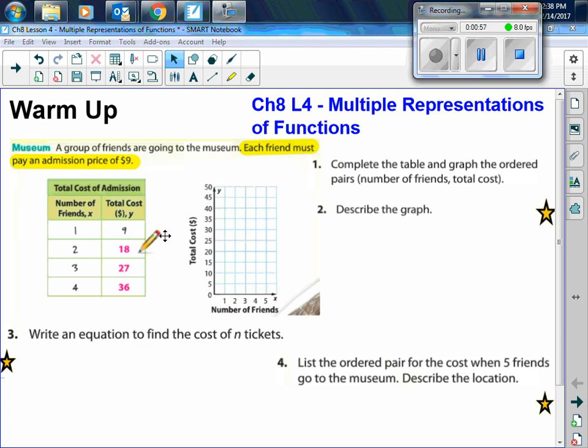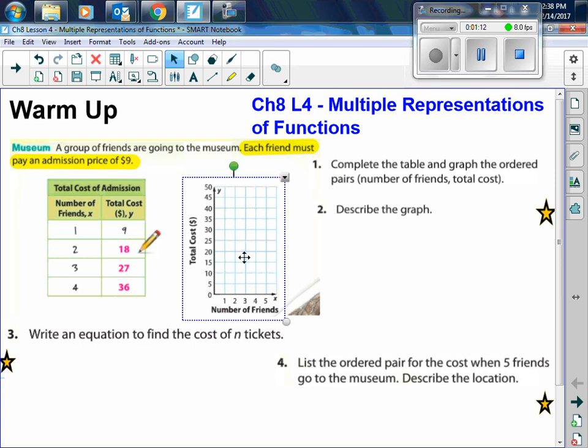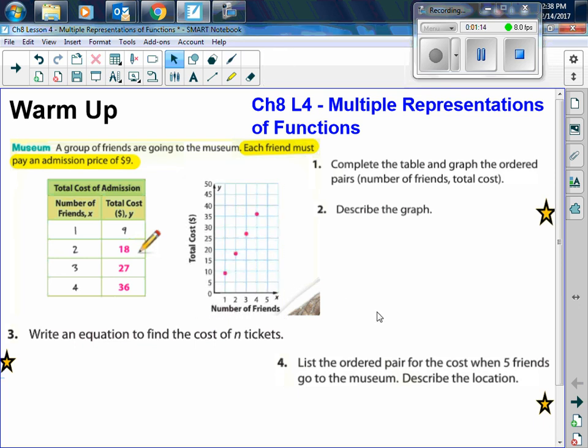So now we're going to graph. The ordered pairs are 1, 9, 2, 18, 3, 27, and 4, 36. Very good. So this is what your graph looks like.